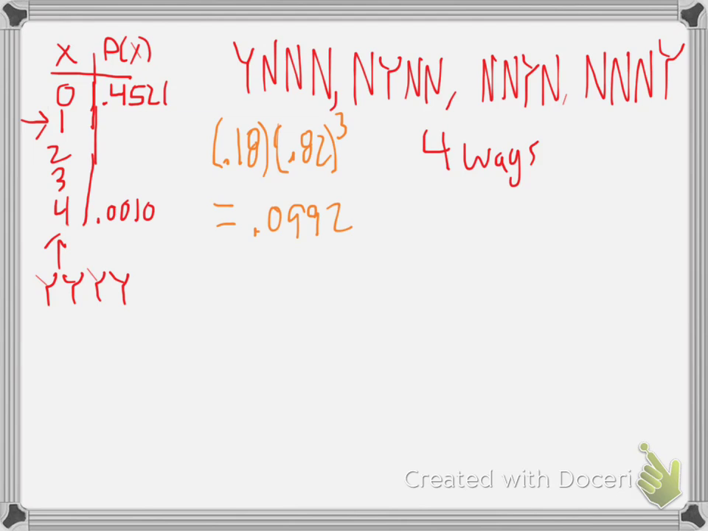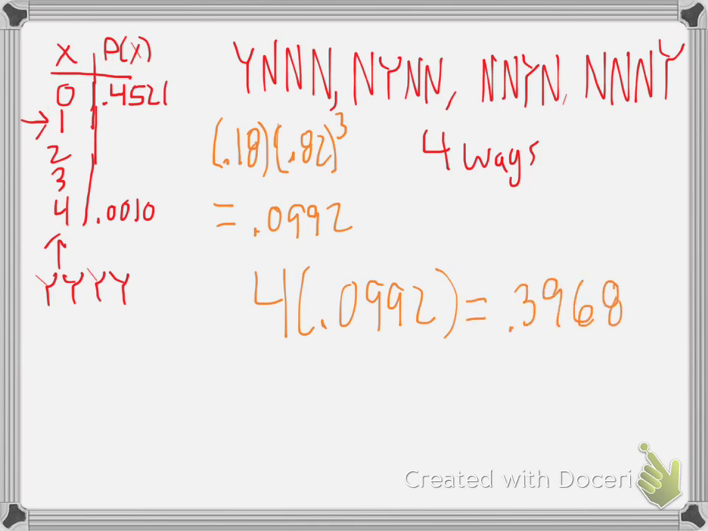So to figure out the probability of 1, since there's 4 different ways it can happen, we take 4 times the 0.0992, and that gives us 0.3968. And that's the probability that goes right here, 0.3968. Okay? So this is the beginning of showing you what the binomial formula is actually going to do for us.